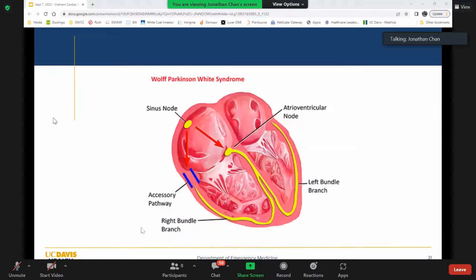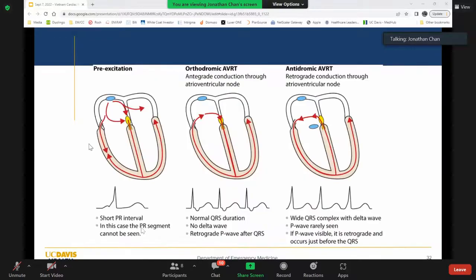So here are some examples of Wolff-Parkinson-White. We see the sinus node here, and we have an atrial node here, and the electrical current normally goes from the sinus node to the atrial node and spreads throughout the bundle branches. However, there's an accessory pathway right here. So there's also some current coming in here. And that's why you get a Wolff-Parkinson-White type rhythm. So here's another example right here.